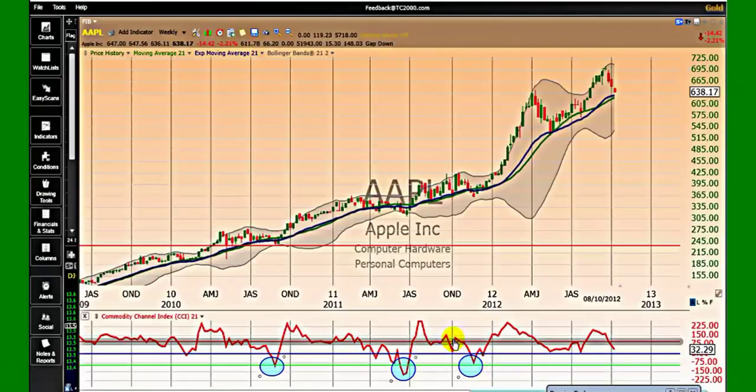CCI going below minus 100 or touching the minus 100 zone, the oversold zone. After, we see that the moving average itself was rising. This is a high probability trade.